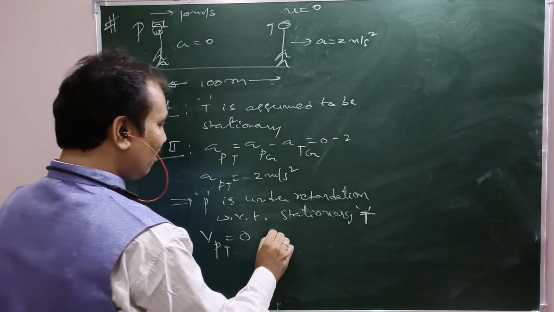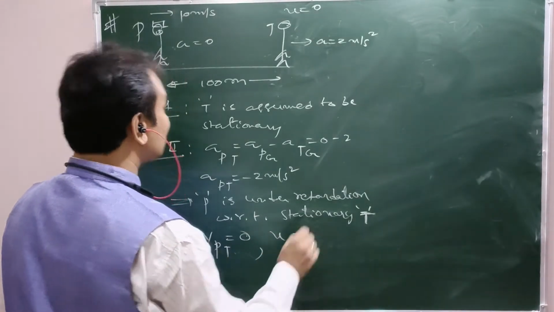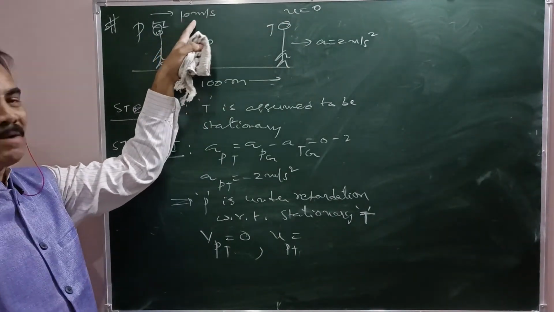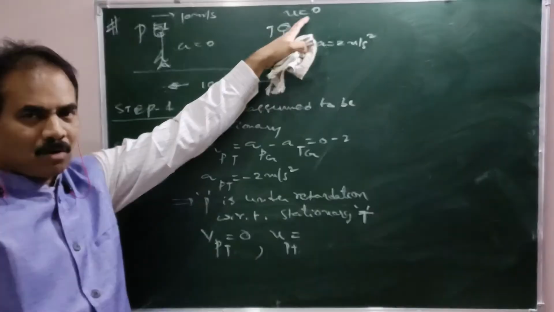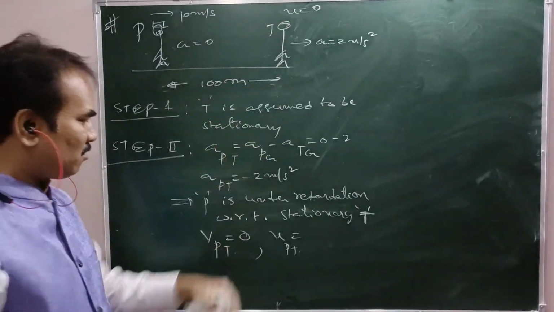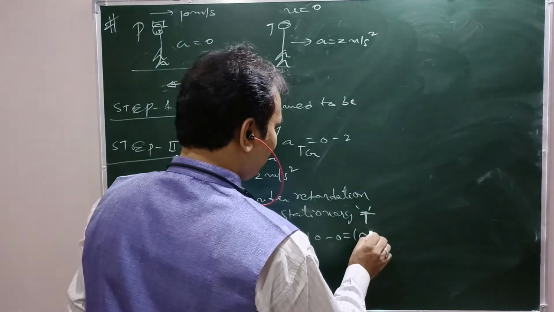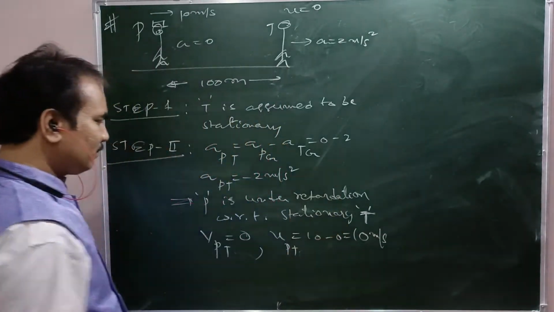But what about the initial velocity of the policeman with respect to the thief? That is 10 minus 0. So initially 10 meters per second. Here 0. Now the relative speed is 10 minus 0, that is 10 in this case, right?